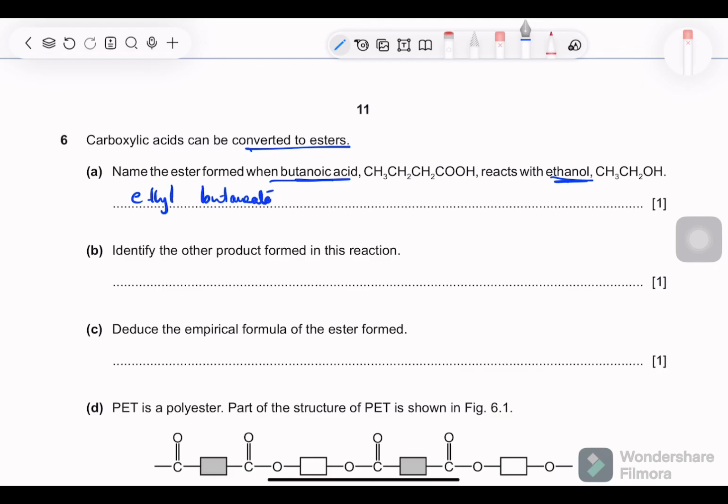If this was propanoic acid, just for explaining things, and this would have been maybe pentanol, and the ester would have been forming between them with a condensation reaction, we would have named it like what? You should guess it yourself too. Pentyl propanoate.